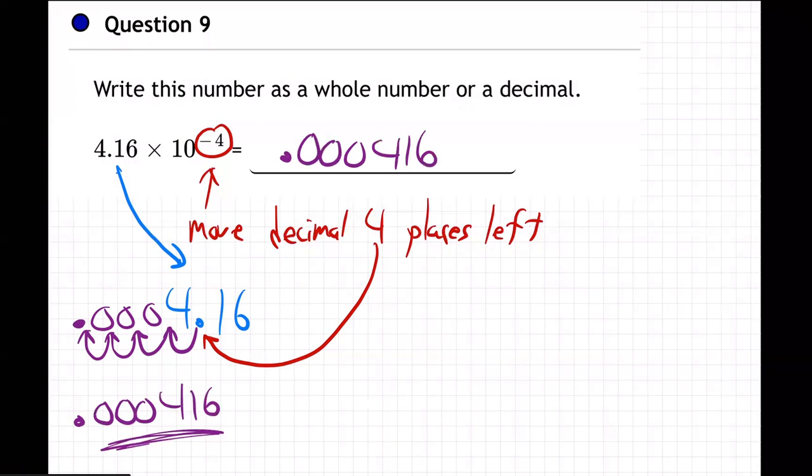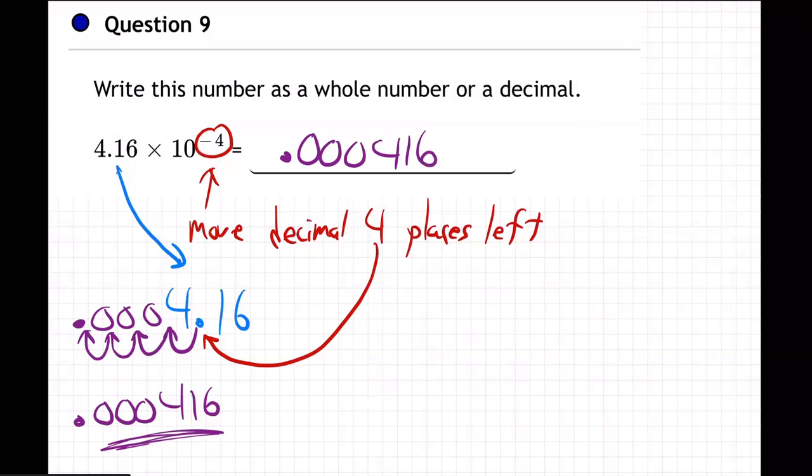0.00416. So what did I just do? I moved the decimal 4 places left. That's what that 10 to the minus 4 tells you to do with this 4.16. It says take that decimal from where it's currently sitting and move it 4 places to the left. 1, 2, 3, 4, like that.